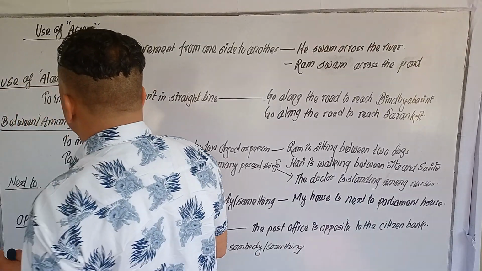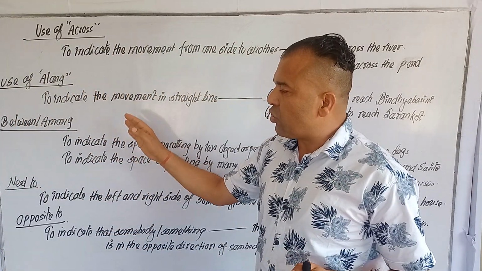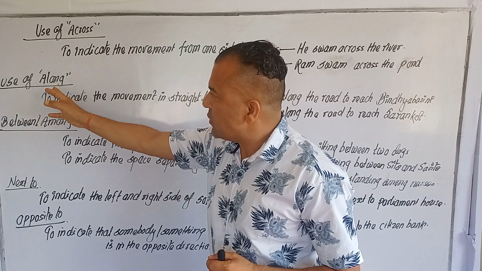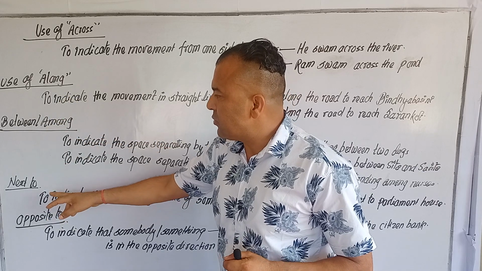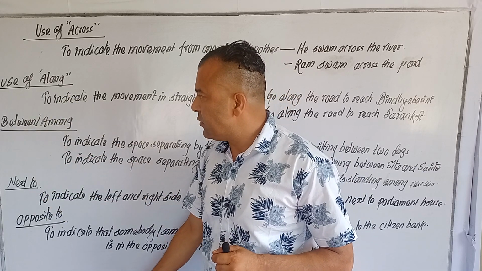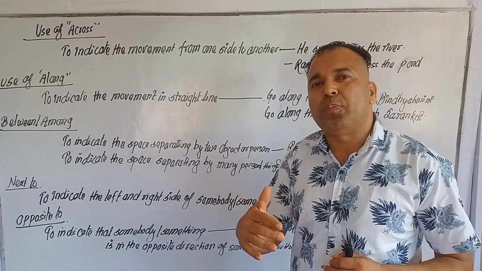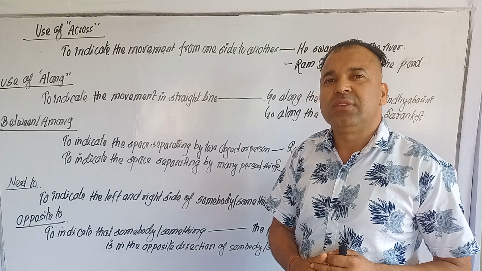Okay, let's discuss some of the prepositions. These are across, along, among, next to, between, opposite to. And let's discuss how to properly use them in a sentence.